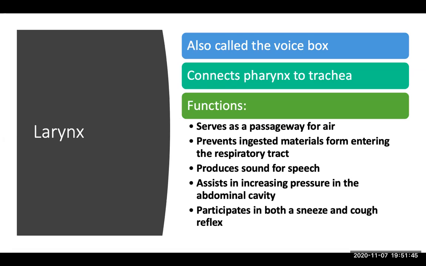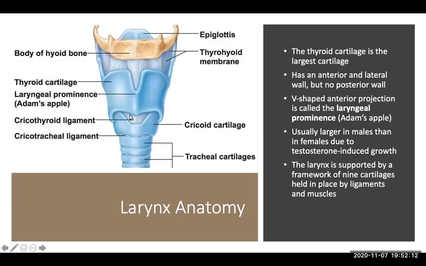The larynx connects your pharynx to your trachea, and a couple other functions of your larynx, besides being a passageway for air, is that it also prevents ingested material from entering the respiratory tract, and that's because the epiglottis is at the top of it. It produces sound for speech with the vocal cords. It assists in increasing pressure in your abdominal cavity, and it also will participate in both a sneeze and a cough reflex. So here's a look at your larynx anatomy.